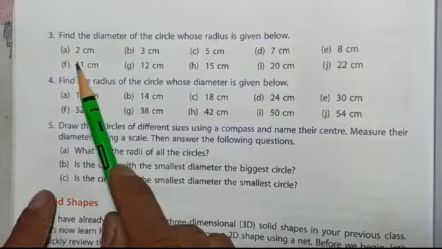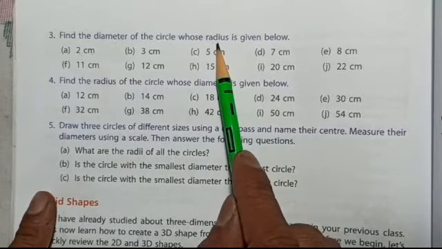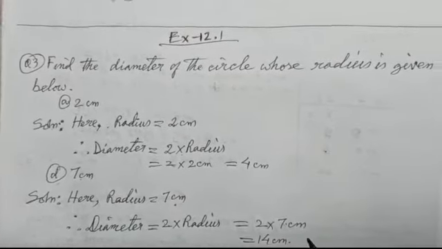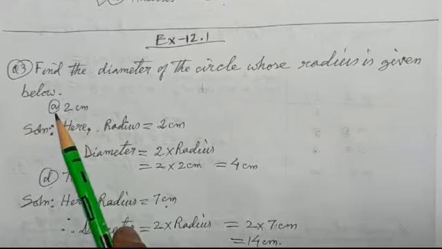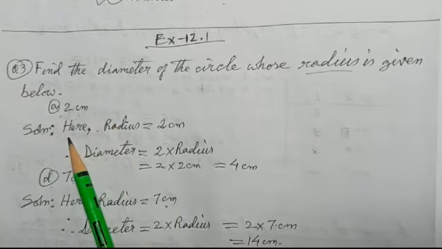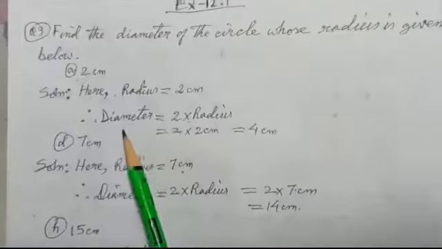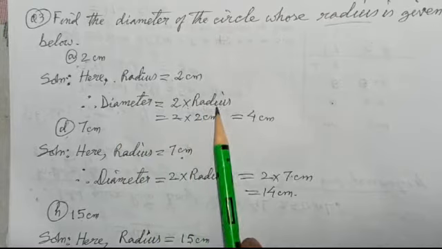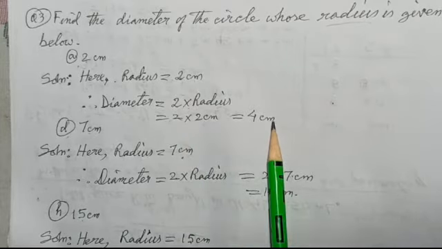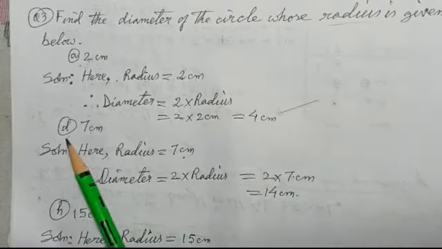Question number 1: the radius is 2 centimeter. Solution: here the radius is 2 centimeter. To find the diameter, the formula is diameter is equal to 2 into radius. The value of the radius is 2 centimeter, so 2 into 2 is 4 centimeter. The diameter is 4 centimeter.